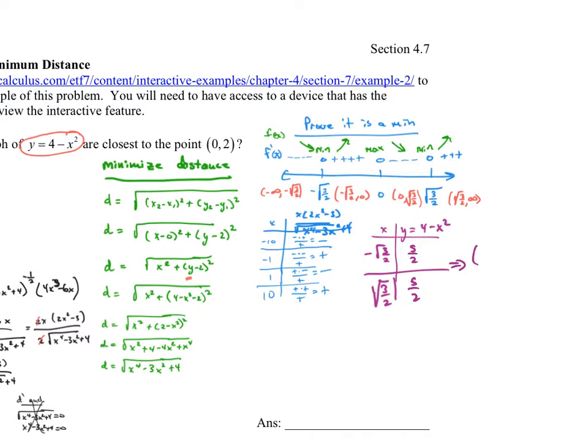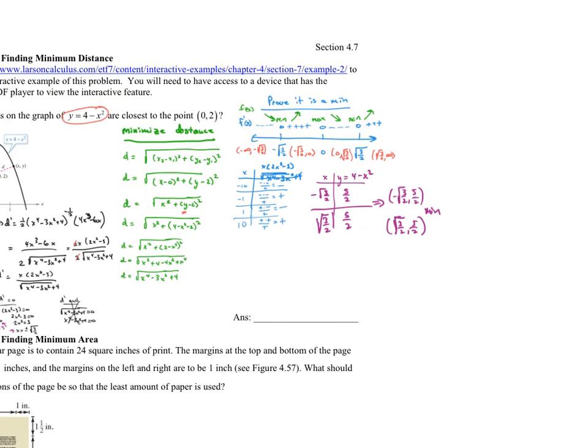So that tells me the points negative root 3 over 2 comma 5 halves and positive root 3 over 2 comma 5 halves. Both of those are the closest points, where we have minimized the distance from the graph of the function y equals 4 minus x squared to the point (0, 2). So there's their answers right there. There's two of them: negative root 3 over 2 comma 5 halves, and root 3 over 2 comma 5 halves.